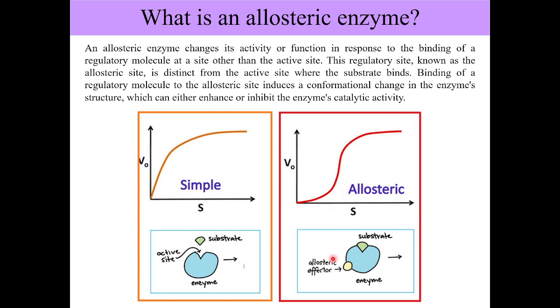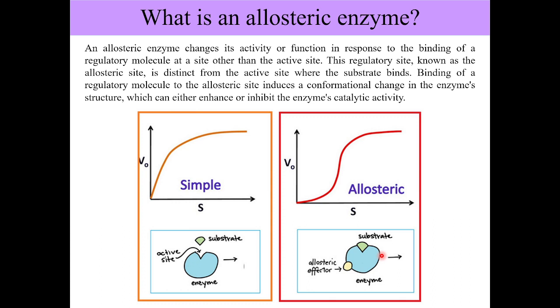But if it is an inhibitor, the catalytic activity of the enzyme decreases rapidly. So an allosteric enzyme changes its activity or function in response to the binding of a regulatory molecule at a site other than the active site. This regulatory site, known as the allosteric site, is distinct from the active site where the substrate binds.